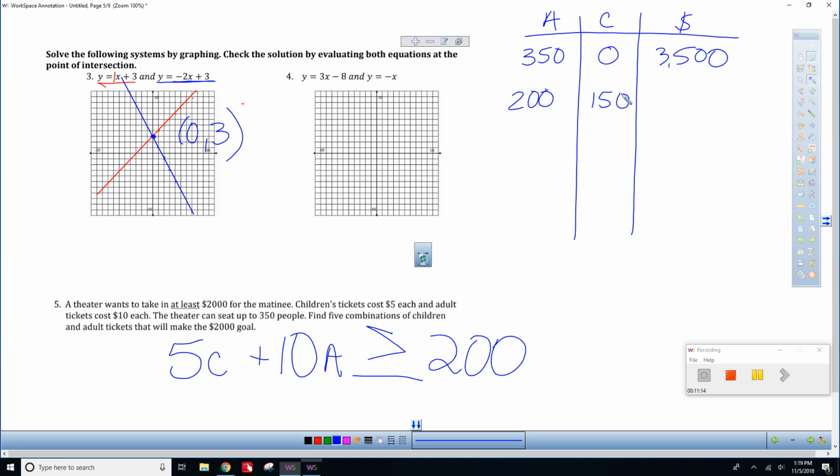So let's see, that'd be 200 times 10, that's 2,000, plus 150 times 5, and that gives you $2,750, which is enough. We just want to meet the $2,000 goal. Let's have you guys come up with the next 3 options for your homework.